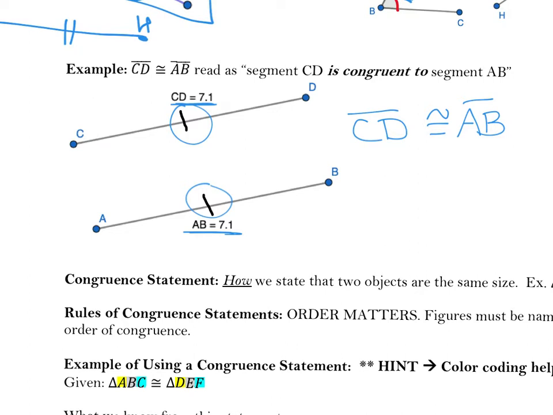So again, we put the little line over the top of CD and AB because they are line segments. That tells us, without even looking at a picture, if we were to just have this statement, that we would be talking about two line segments that are congruent.